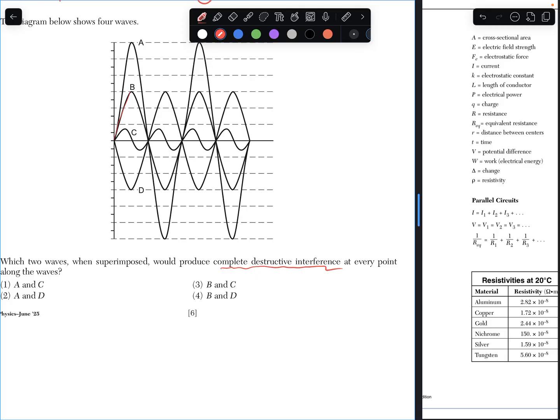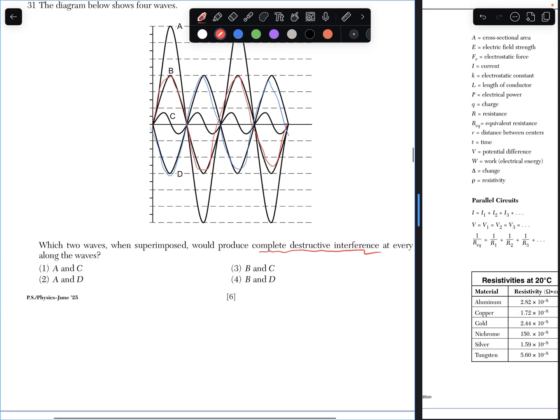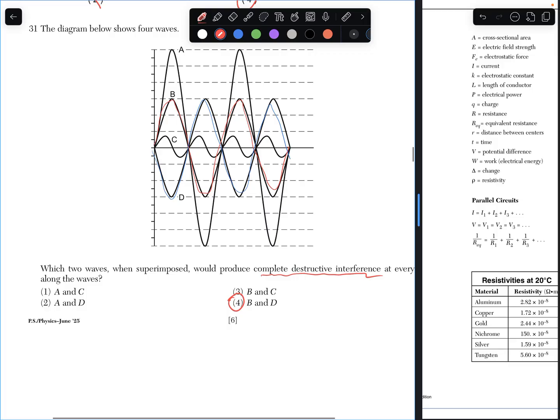So if we look at B, and if we look at D, you kind of see how they're mirror images of each other. And when you superimpose them together, they would cancel each other out. So the answer is B and D.